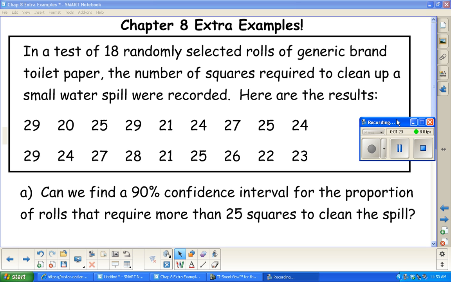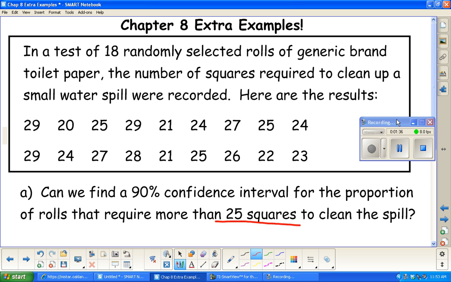Okay, and let's say we want to go ahead and find a part A here. Can we find a 90% confidence interval for the true proportion of rolls that require more than 25 squares? Okay, so we're looking for a certain condition here. We want more than 25 squares. Okay, so let's look at our sample. We have a sample. We can get an estimate of the proportion just from our sample.